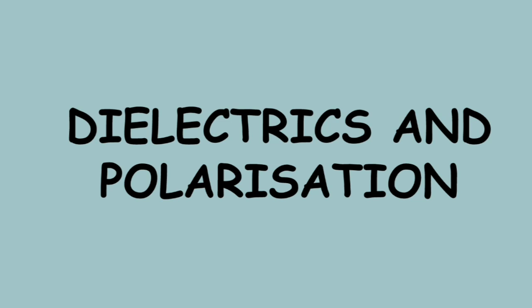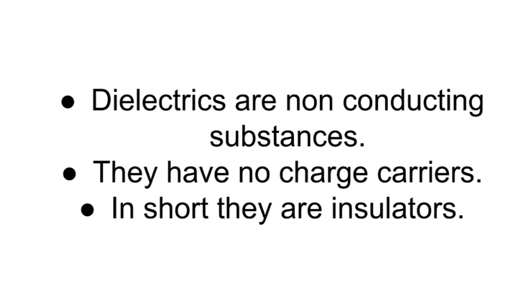As you hear the term dielectrics, what is a dielectric? Dielectrics are non-conducting substances and they have no charge carriers, or in short we can say that they are insulators. So insulators are otherwise called dielectrics. Okay, so you can make the distinction between dielectrics and conductors. Conductors have a large number of free charges, whereas dielectrics do not have any charge carriers.